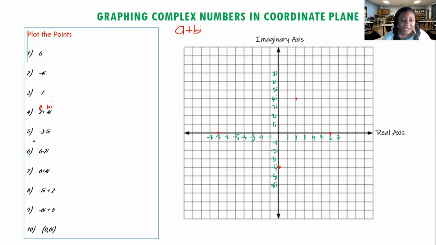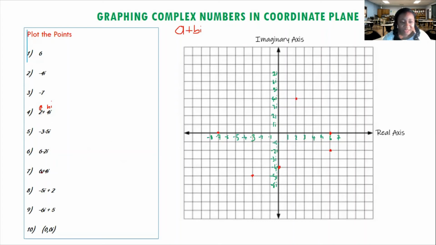Then we have number 5 that asks us to plot negative 3 minus 5i. The negative 3 is real, right? So we find negative 3 on the real, and we come down to where minus 5i is, and that's going to be our point for number 5. Then for number 6, by now you should be seeing a pattern. We have 6 minus 2i. So we find 6 on the real, and then we go down to minus 2i. All right, and you plot your points.